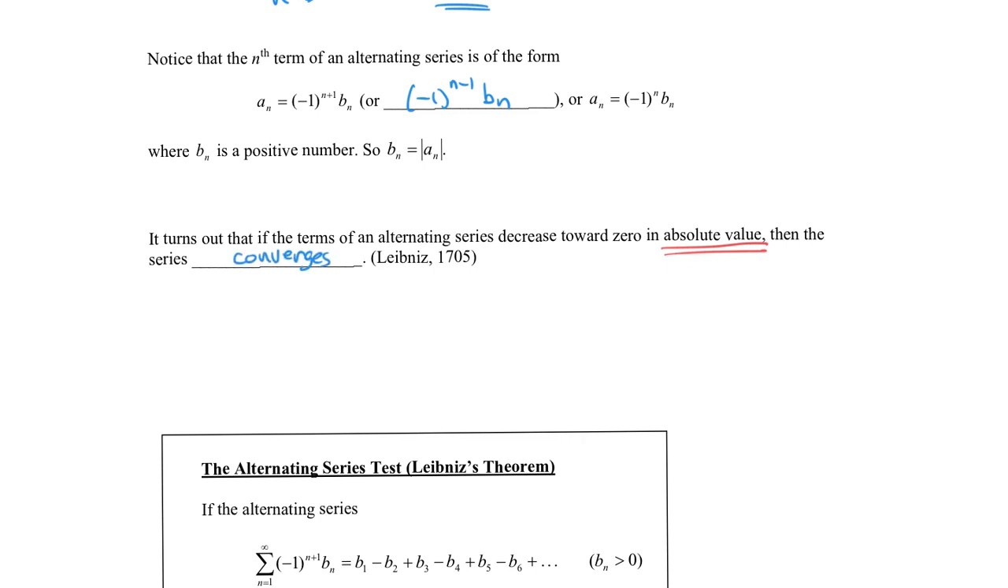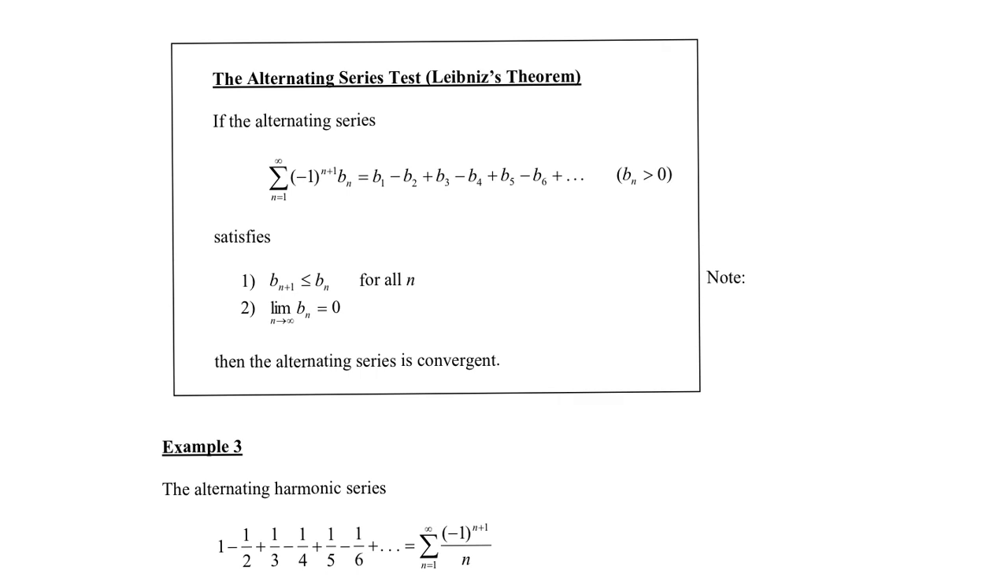And this is shown to be the case by Leibniz a while ago in 1705. This is going to be the basis of the alternating series test. We just have to show that these series, if we wrap them in absolute value, decrease towards 0. So what we can do is take a look in this box here. We have the alternating series test, sometimes known as Leibniz theorem, but usually just called the alternating series test.